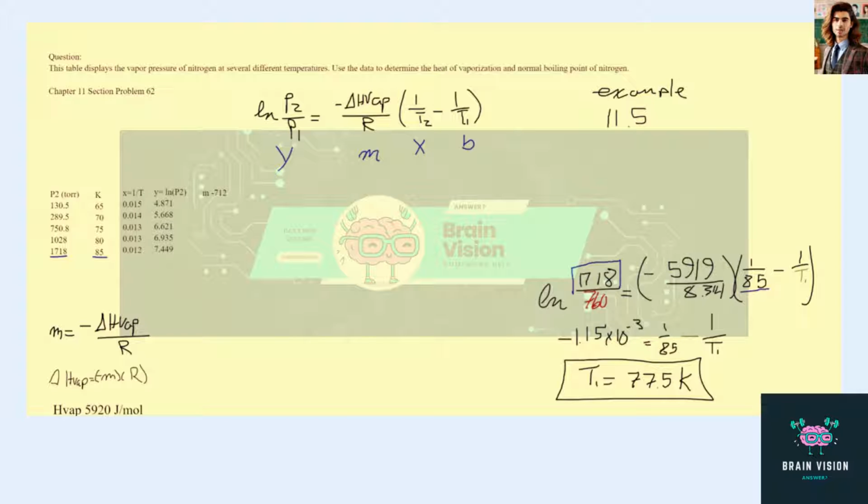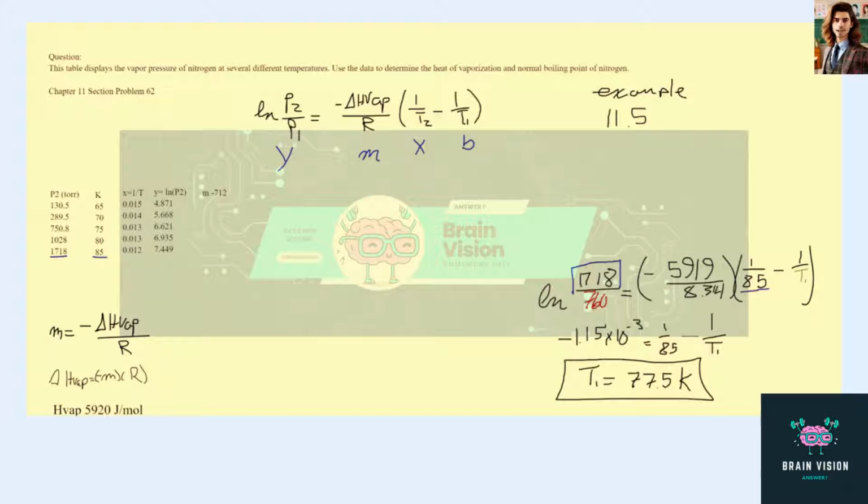Anyway, the question is, this table displays the vapor pressure of nitrogen at several different temperatures, and I've included those here on the left. Use the data to determine the heat of vaporization and the normal boiling point of nitrogen.